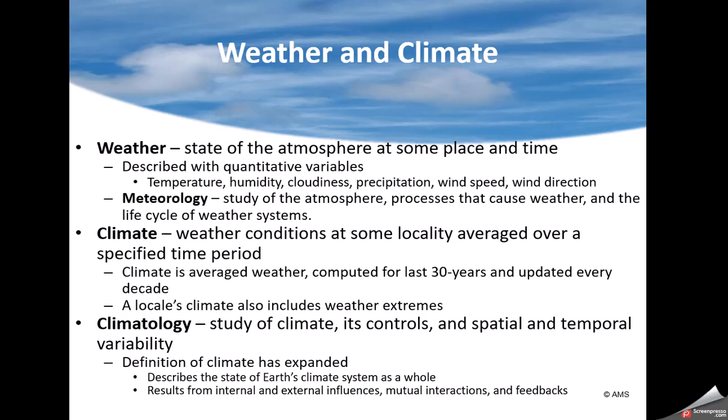Meteorology is the study of weather, processes that cause it, life cycles of weather systems. Climate's more long-term. In climatology, it's basically the whole Earth system, how it impacts climate or our weather, the interactions between it all.